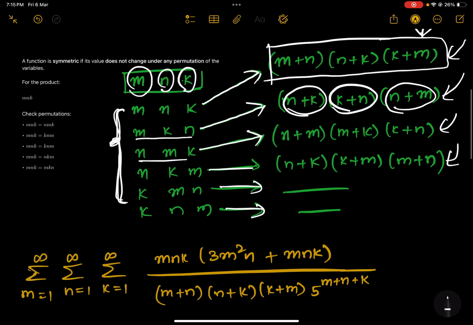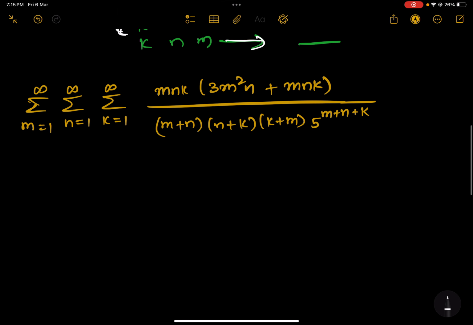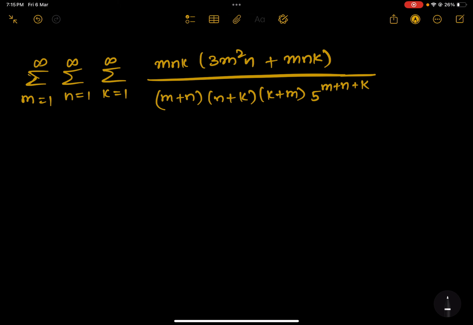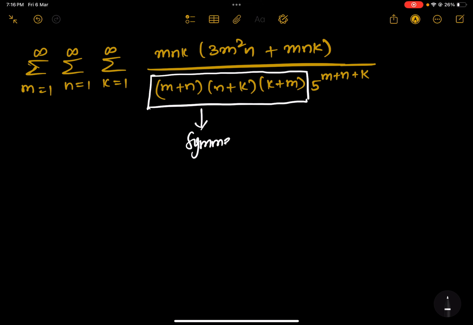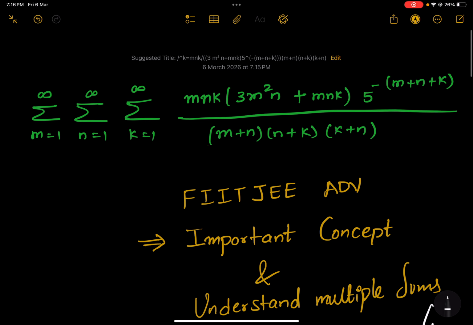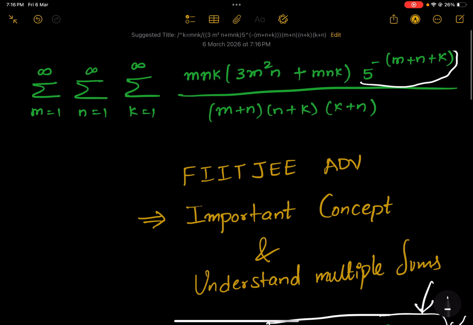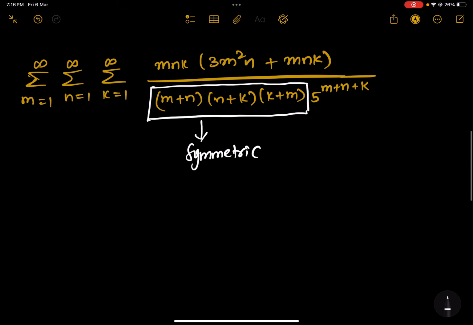So now let us go ahead and consider the summation given in the question. If you observe the denominator, you have this particular function which is symmetric. All right. In the question, it is given as 5 to the power minus of m plus n plus k. So I just moved it to the denominator and wrote it as 5 power m plus n plus k. And if you closely observe, this is also a symmetric function.